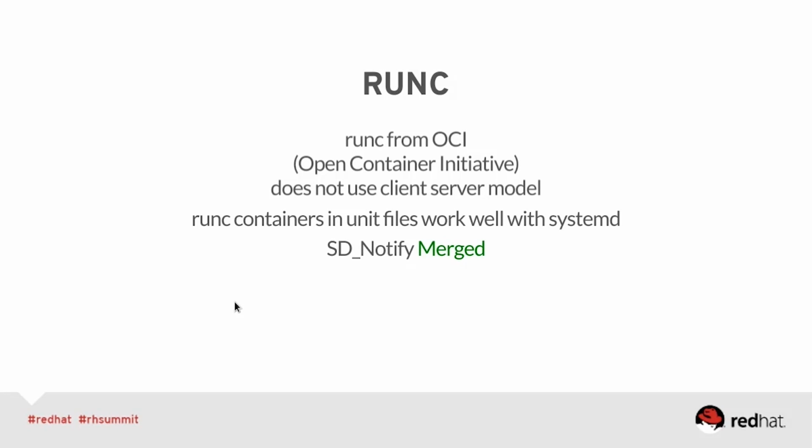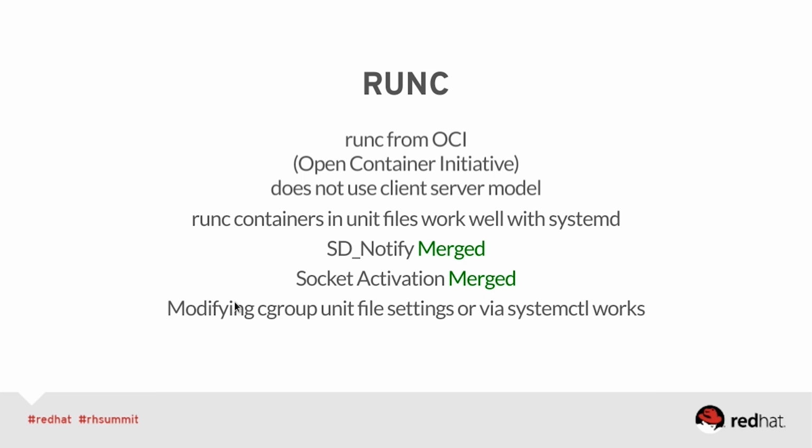So we got the functionality to do sd_notify merged into runC, and we also got socket activation merged into runC. It's a lot simpler. So now, if you run runC containers out of systemd unit files, they work well. If you modify cgroup unit files, it also works. The problem is that runC can also modify systemd, so there can be a conflict between the two. But again, since the process is inside the same cgroup that launched it, because it's a child of runC, you can actually use systemd controls to modify runC settings.